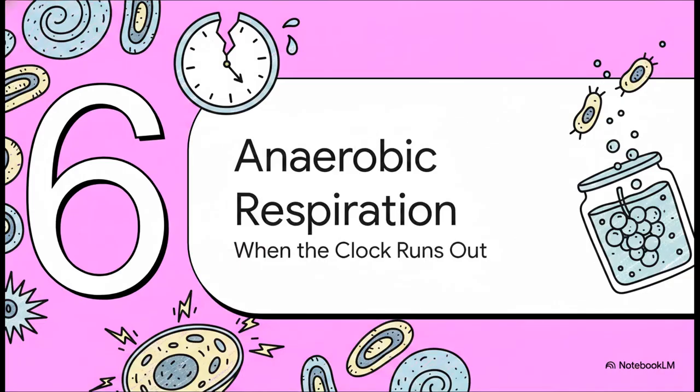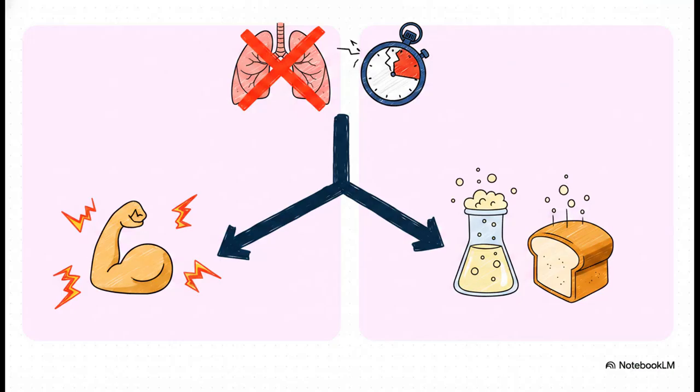And that brings us to Section 6, Plan B, anaerobic respiration, when the clock runs out. Because biology is incredibly resilient, right? Some organisms live in environments completely without oxygen. And hey, even our own cells sometimes run out of it during incredibly heavy exercise. So when that oxygen clock runs out and the main chain shuts down, cells pivot to fermentation just to keep that initial glycolysis loop running.